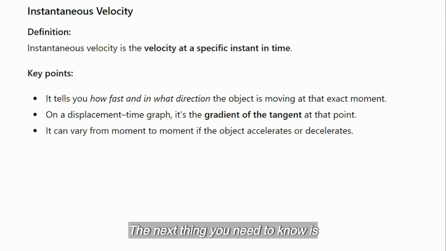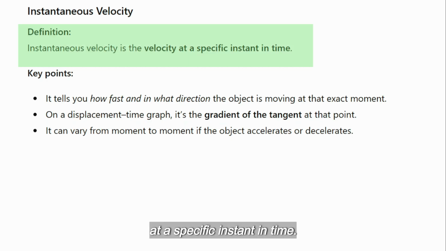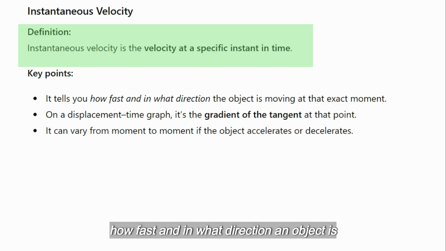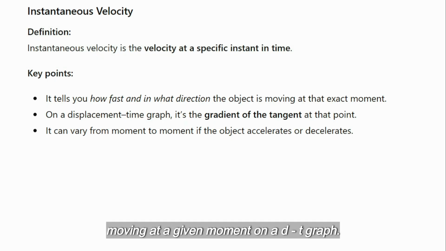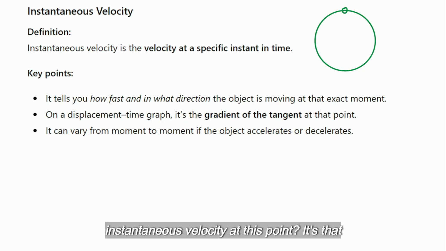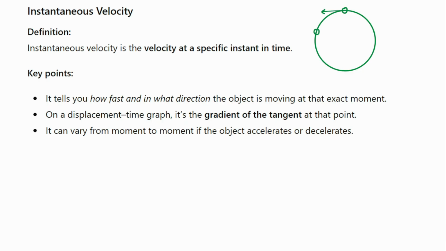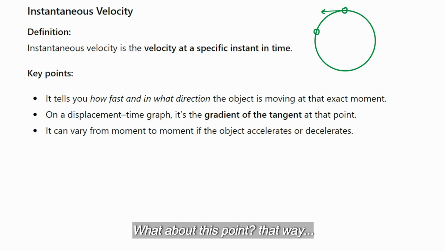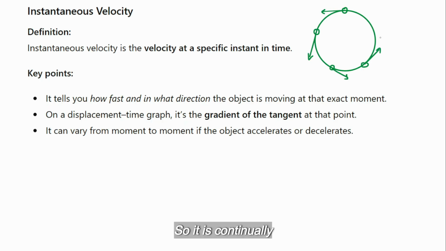The next thing you need to know is instantaneous velocity. So by definition, this is the velocity at a specific instant in time. Now it tells you how fast and in what direction an object is moving at a given moment. On a dt graph, you can find this using the gradient of the tangent at that point. If you think about an object traveling in a circular path, at this point, here's the direction of the velocity. What about the instantaneous velocity at this point? Is that way. What about at this point? Is that way. What about this point? That way. So it is continually changing.